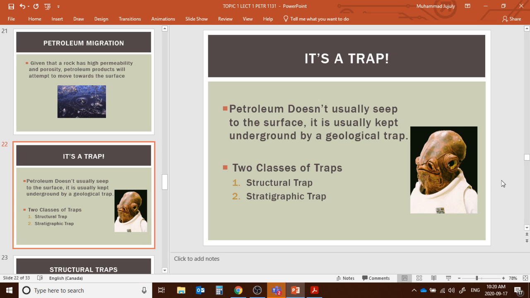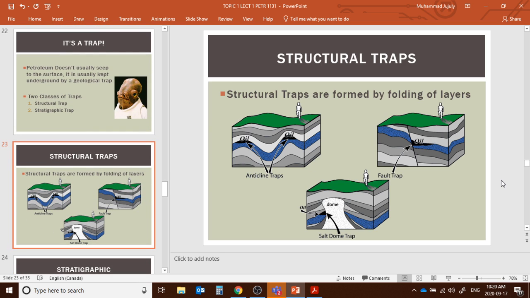It's a trap. So the petroleum doesn't usually seep to the surface. It is usually kept underground by a geological trap. Okay, so there are two different classes of traps. One is structural trap, another is stratigraphic traps. What is a structural trap? The structural traps are formed by folding of the layers.